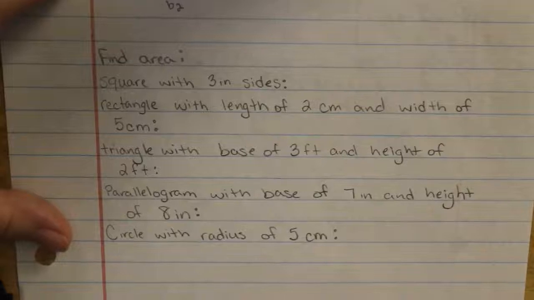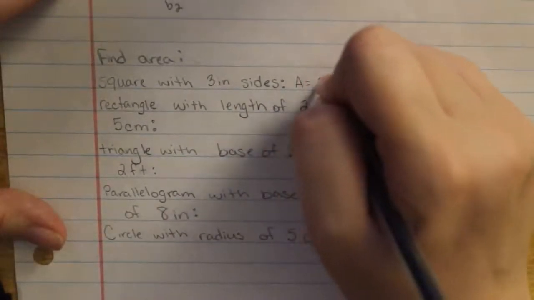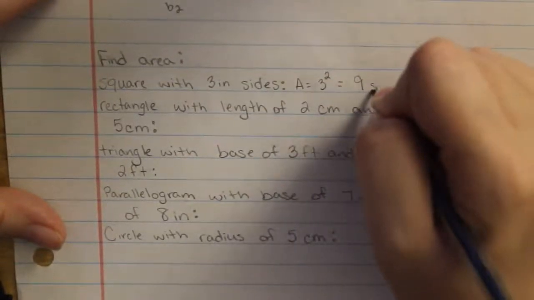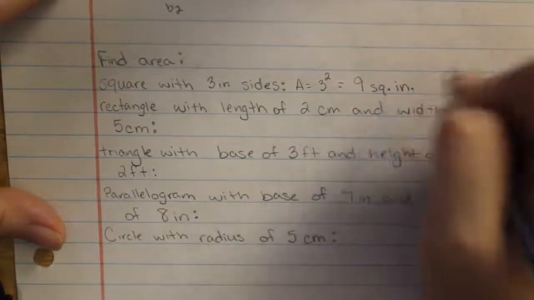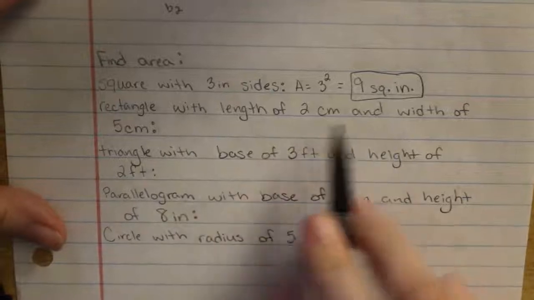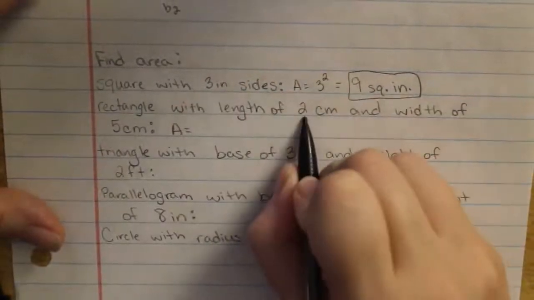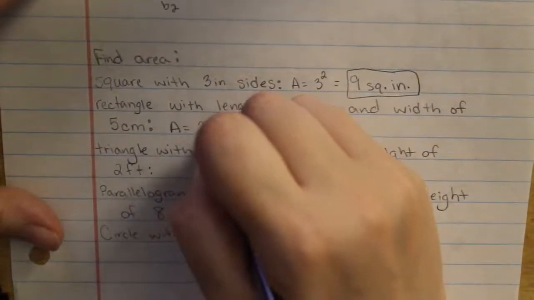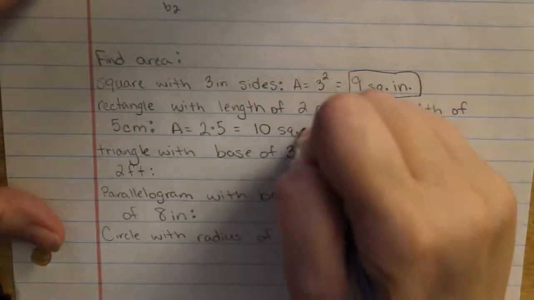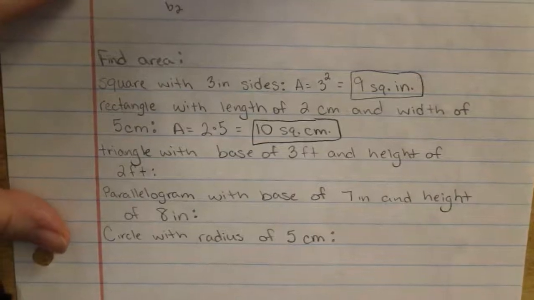Okay, so here I have a square with 3-inch sides. So I know area equals side squared. So area is going to equal 9, and we can't forget to put the square inches. I told you, I knew we got this. So a rectangle is length times width. Well, here I've got area equals length times width. So 2 times 5. Pretty easy. 10. Don't forget your square centimeters. So square units. See, today I added units for you.